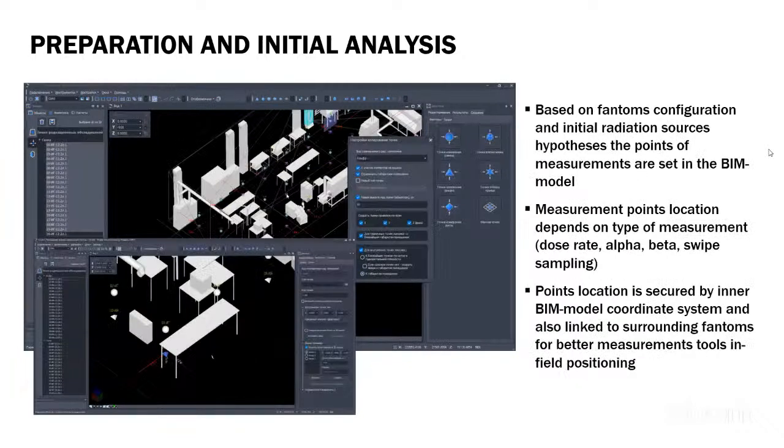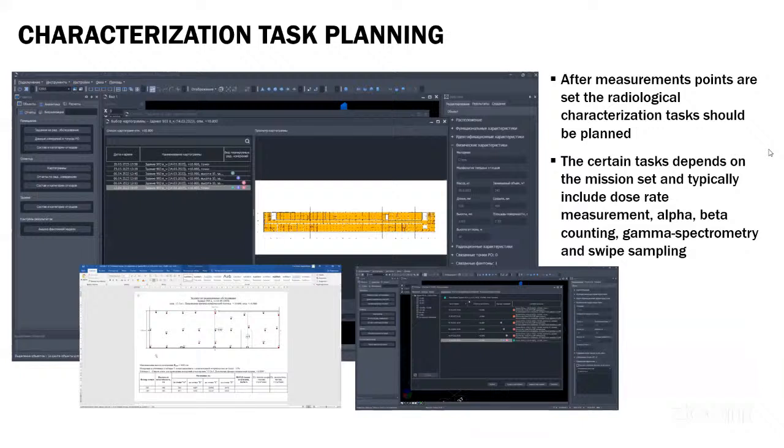Then the radiation survey specialists, who know which of the equipment could be a radiation source and which one could be a barrier, set points of measurements. The points are set directly inside the BIM model, so the number of points should be enough for subsequent modeling. And every point is linked to the equipment or just to an inner coordinate system inside the model.